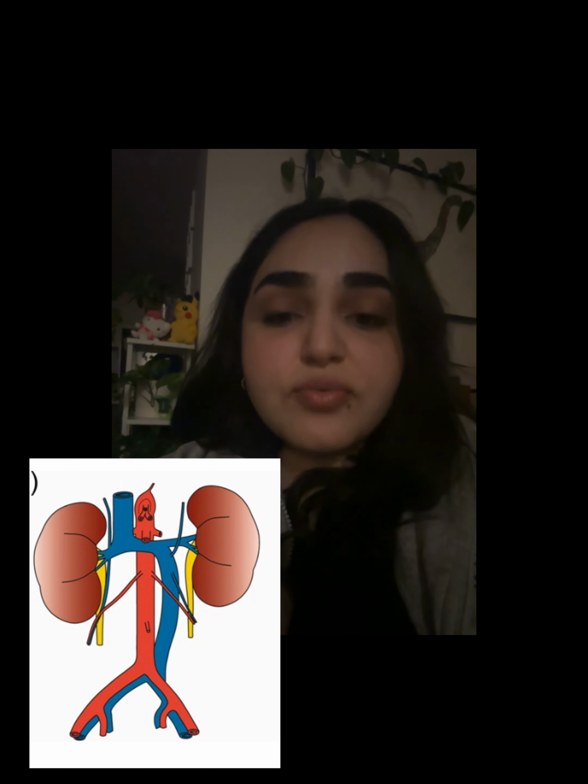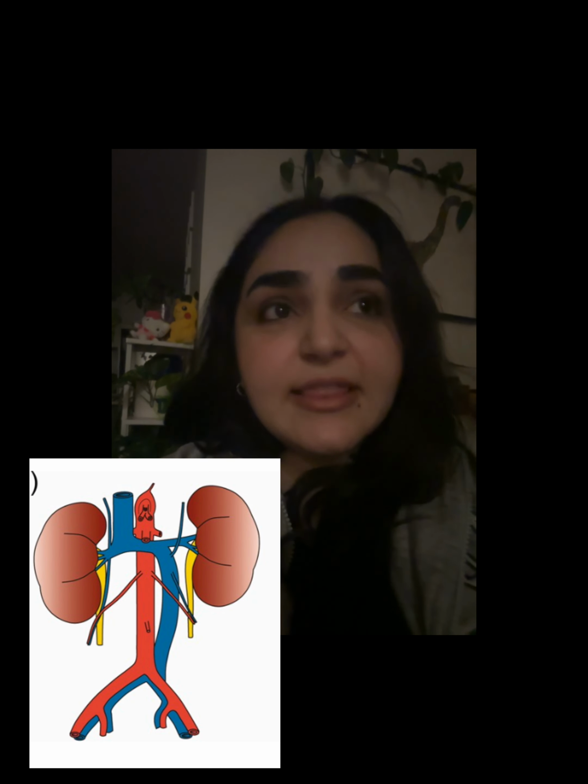The most common variant of this left-sided IVC is that it will start off on the left side and it will receive the renal veins. And at the level that it receives the renal veins, which is around L2, it will then cross anterior to the aorta and then to the right side of the aorta so that it can end up in the right atrium of the heart. Now, these variations are usually asymptomatic and they're found on imaging incidentally for evaluation of other conditions.